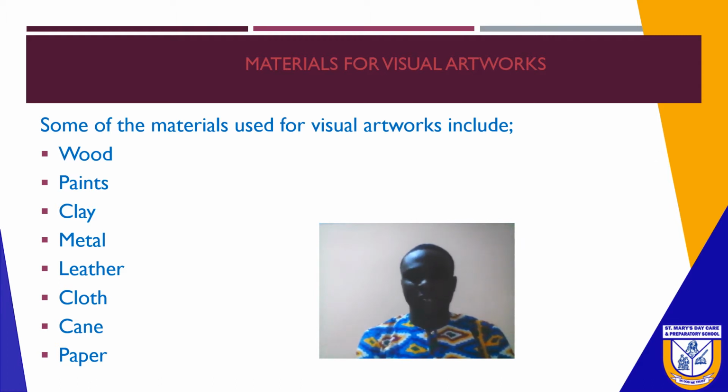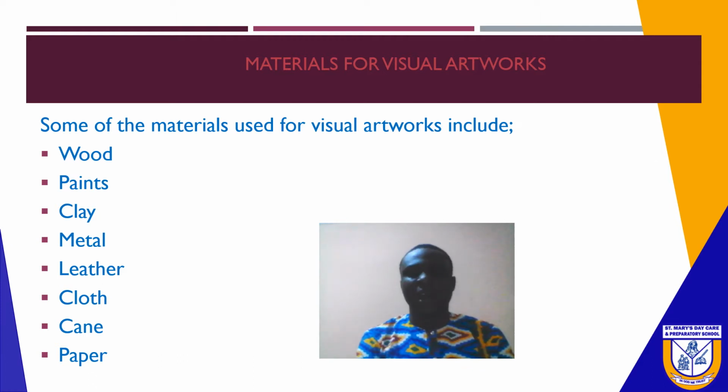In last week's lesson, we talked about a lot of visual artworks like bags, paintings, chairs, tables, stools, all kinds of visual artworks. We are going to look at some of the materials that are being used for these visual artworks.